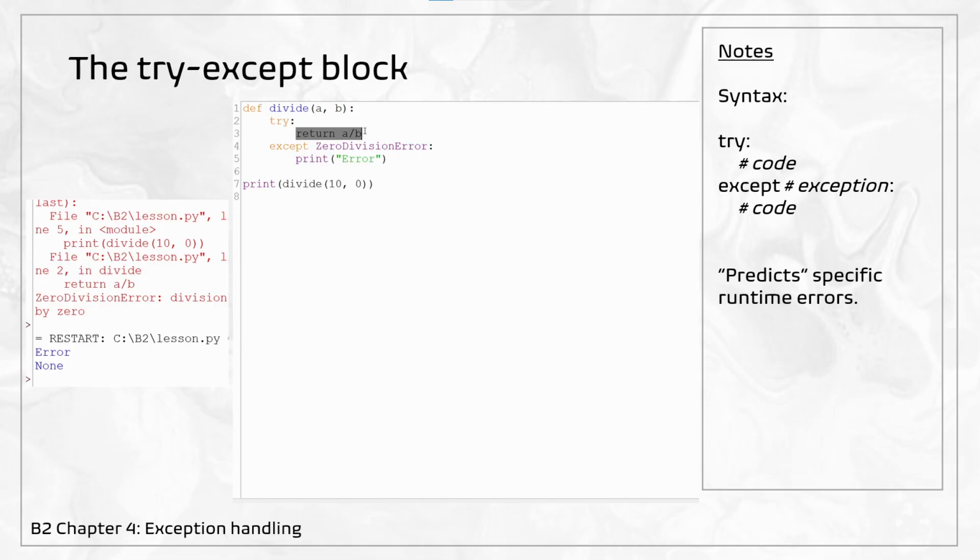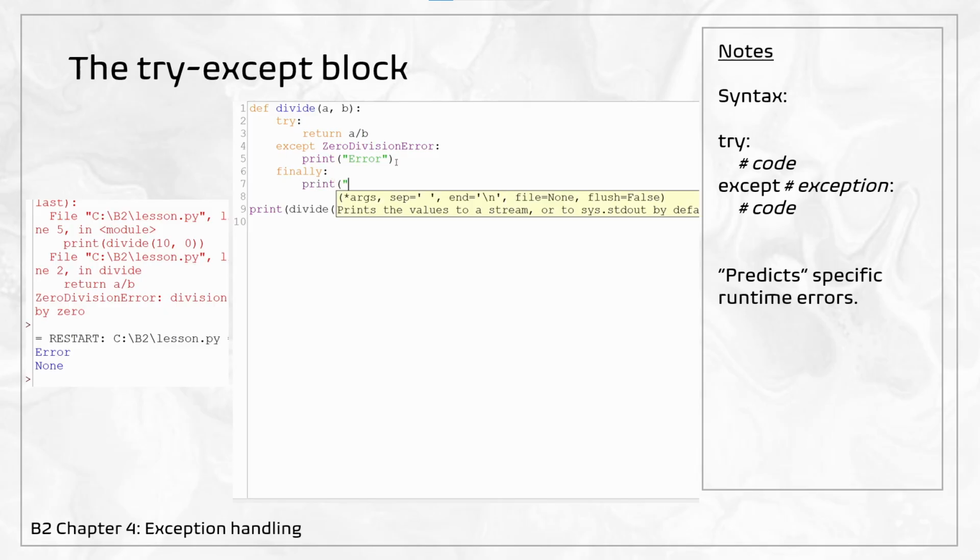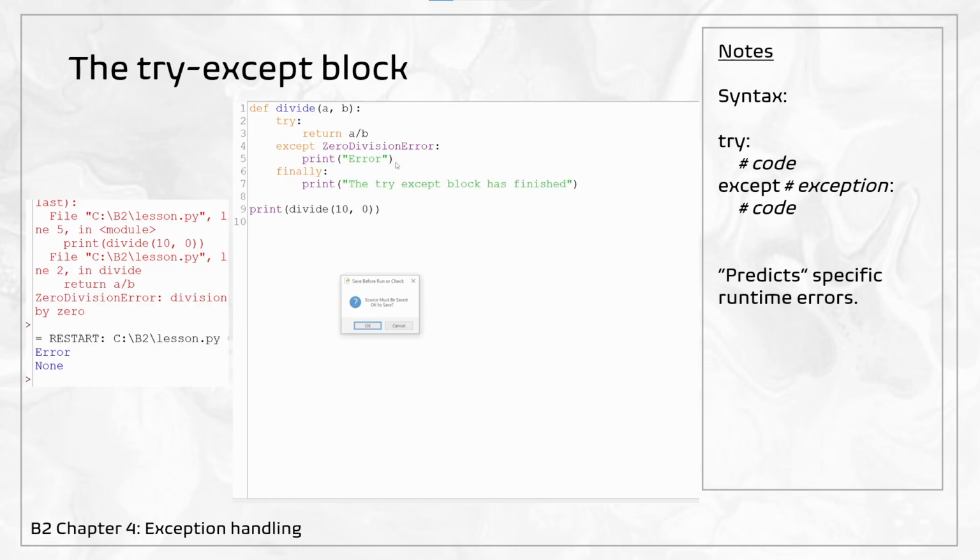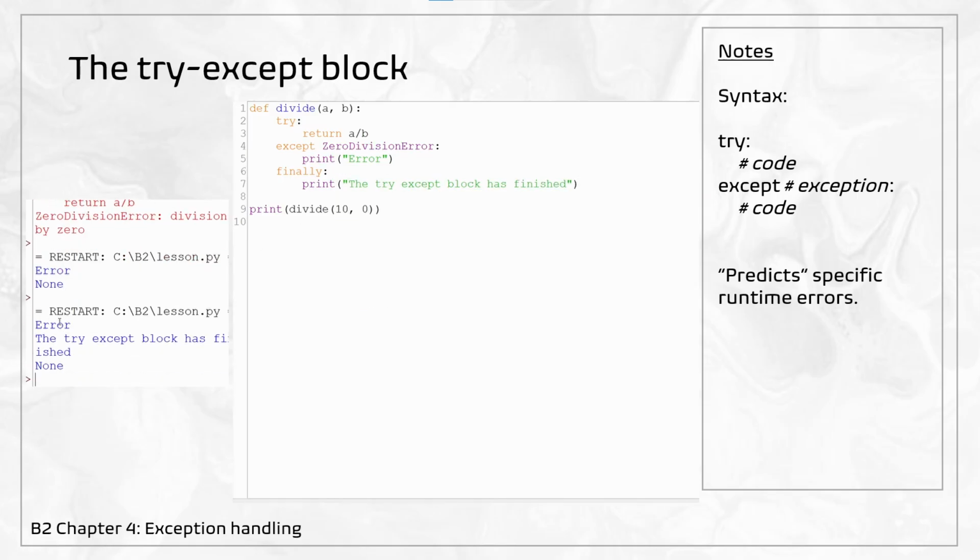This return statement would otherwise make a runtime error. We can also add another part called finally, and here is code that runs no matter what, no matter if an exception is caught or not. So here we can just write something like "the try except block has finished". And now if we run it, we get error, and then the try except block has finished, because we print this, then we print this, and then we print the result of divide 10, 0, which is of course None.